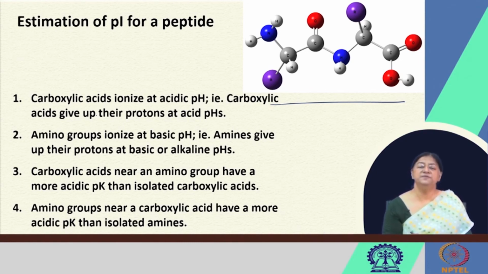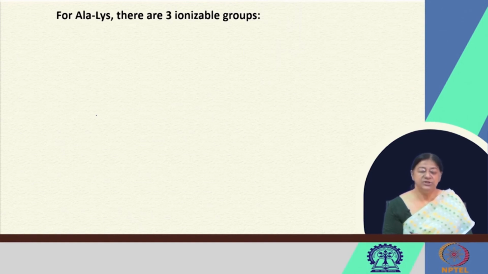So, if we look at a specific dipeptide now and try to determine the pI of this dipeptide based on the information that we already know, let us see how it can be achieved. So, say we have the ala-lysine dipeptide. That means the ala has the N terminus, the lysine has the C terminus. We have 3 ionizable groups. Two are for the termini, the N terminus and the C terminus.